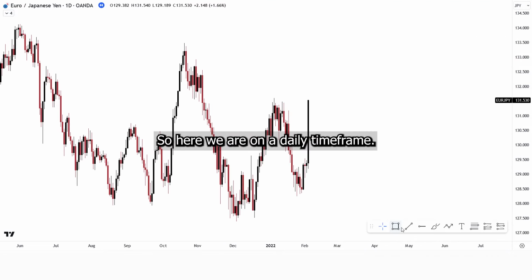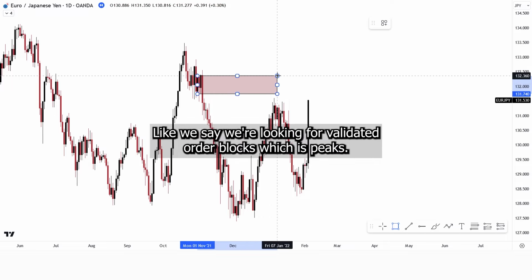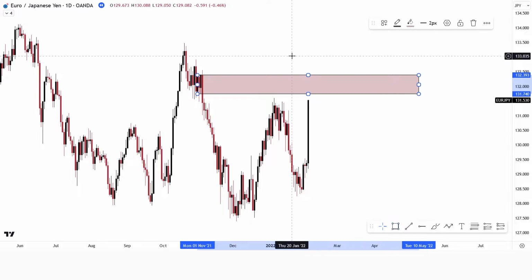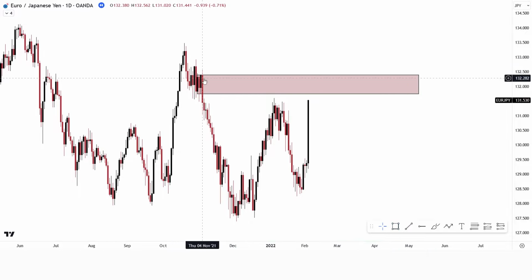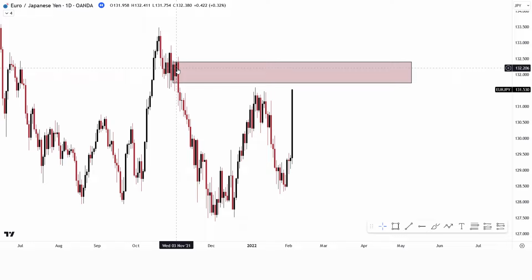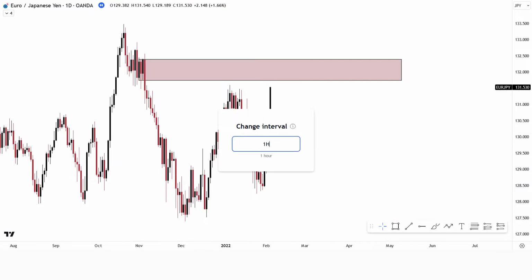So here we are on a daily time frame. Let's mark up our extreme order block. Again, like we said, we're looking for validated order blocks, which is peaks. So what I mean is at the top of your range, at the top of the extreme, if you were looking at an order block, you would be looking for an order block right here, and so on. If you're in this swing, you would look at this order block. If you're in this swing, you would look at this order block and the top of the top. So the final order block that has not been mitigated. So this is it. And here you have a minor inducement, but we're not really paying that much attention to that.